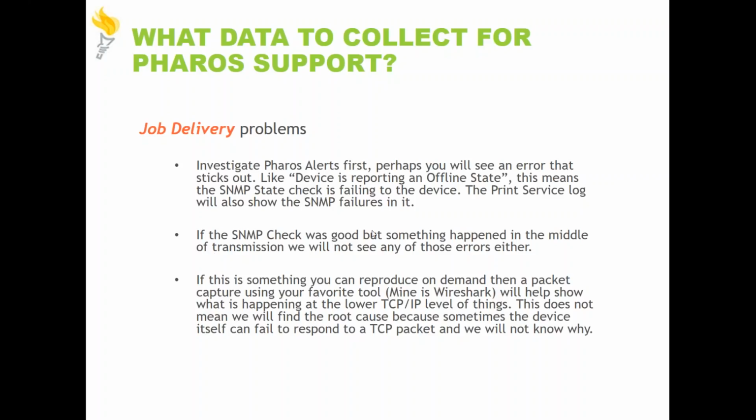If the SNMP check was good, but something happened in the middle of transmission, we won't see really what happened in the middle of transmission unless you're savvy and you can reproduce the problem. Number 3 here: if you can reproduce it on demand, then a packet capture using your favorite tool, Microsoft Network Monitor or some command line packet capturing tool or Wireshark with a UI, will help show what is happening at the lower TCP/IP level of things.